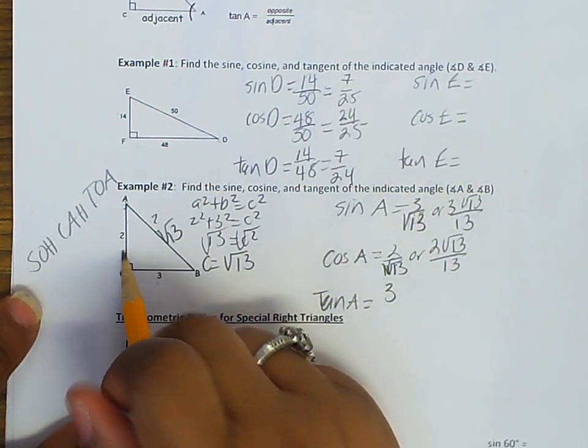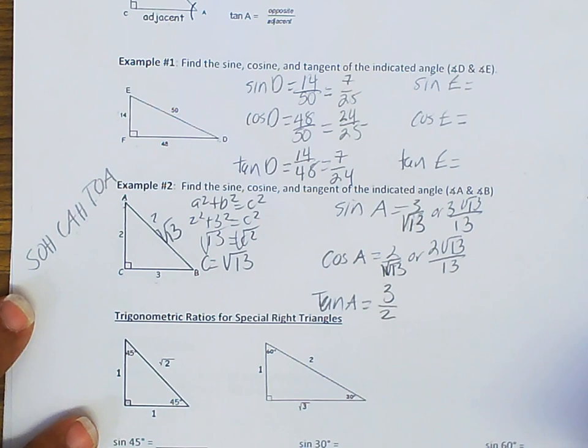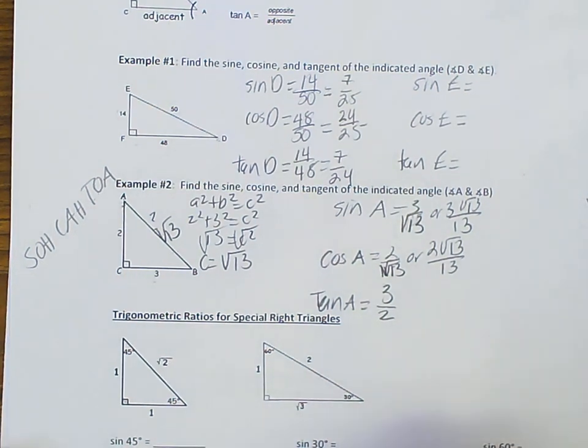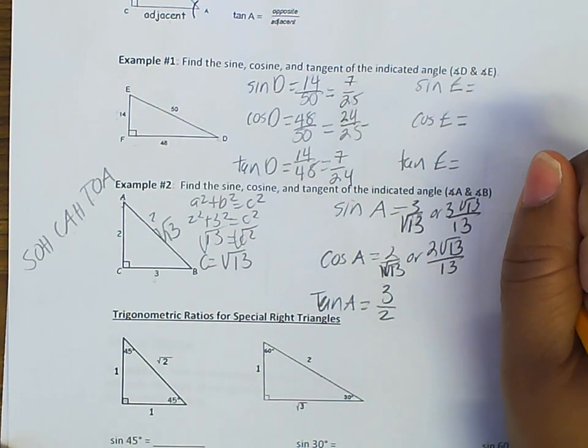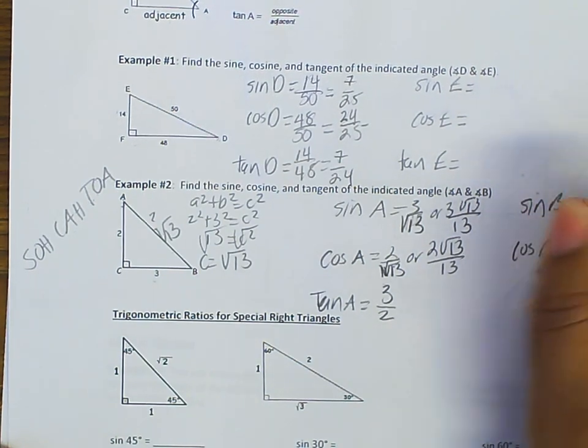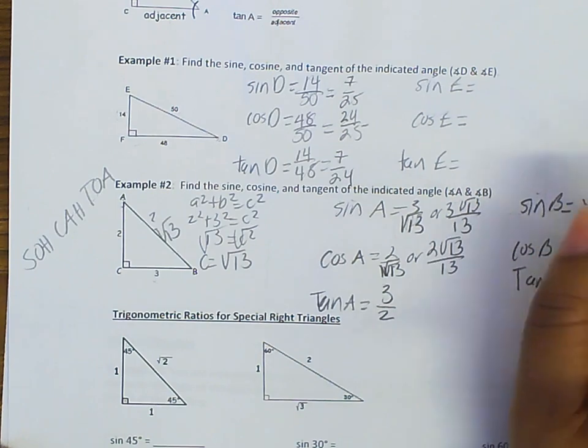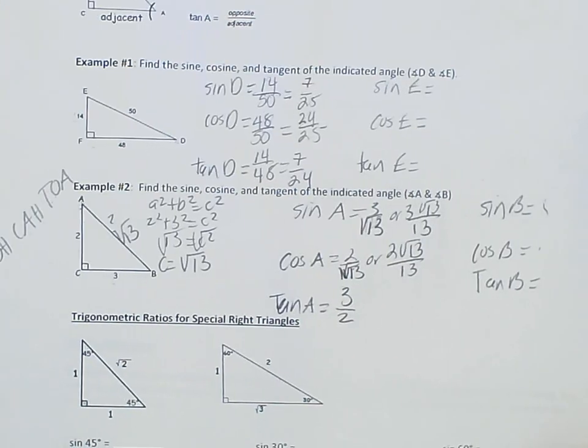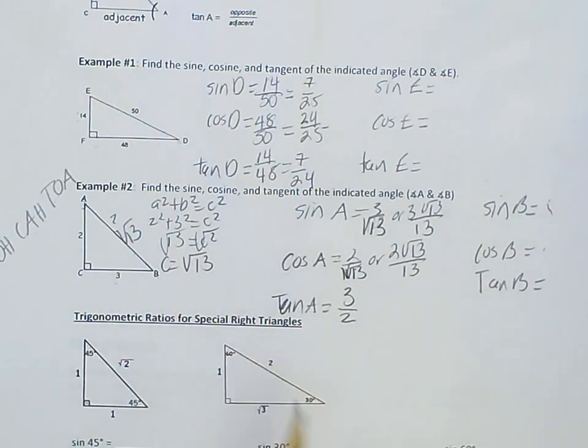And then adjacent is 2. And there's nothing you can reduce there, so you're done. Okay? And if you want to do more practice on your own, you can do sine B, cosine B, and tan B.